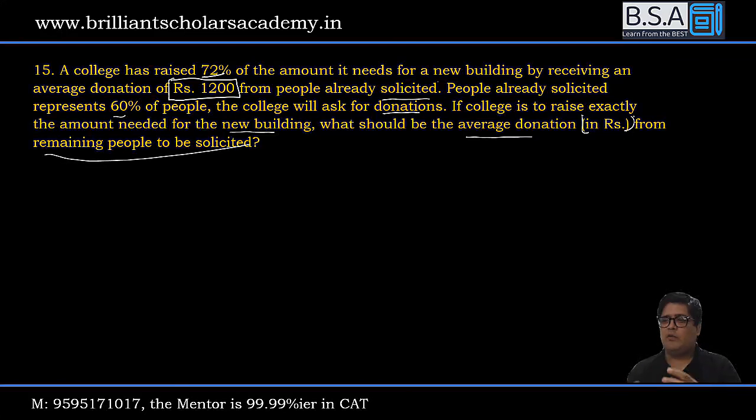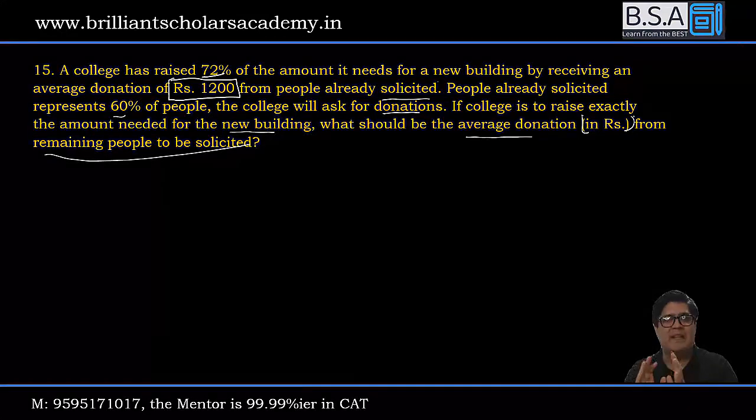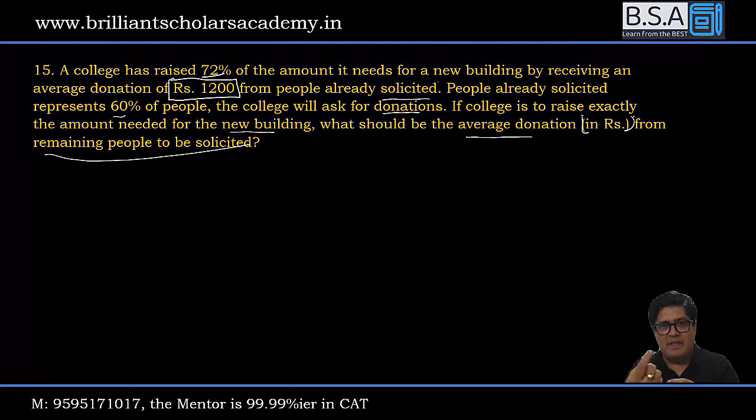The college is going to the people it knows, maybe its alumni network, asking them for money. They have some money in mind. We do not know what money they want. They have 72% of the money collected. How much money has one person given? On an average 1200 rupees. How many people have they approached? They have approached 60% of the people they know. The question is, the remaining people should give how much money on average?